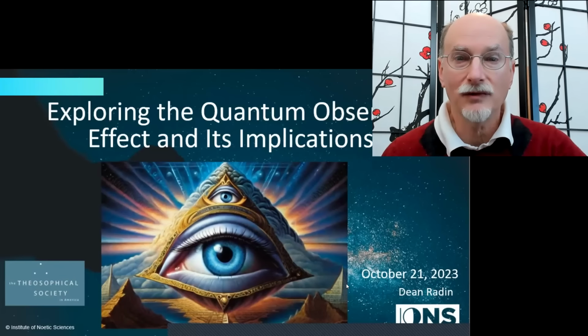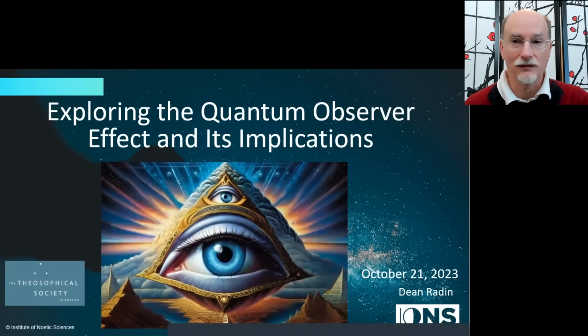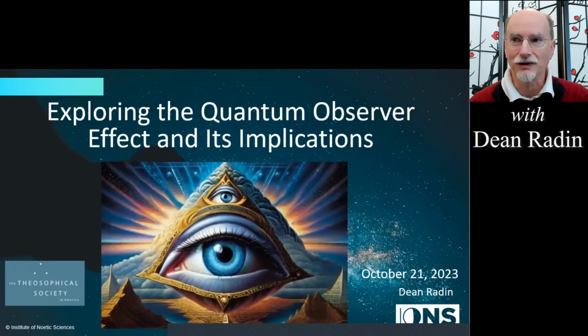So this is about the quantum observer effect and its implications. This picture, by the way, I made using the AI drawing program called Leonardo.ai, which is astonishingly good. It doesn't always give me the image that I wanted, but actually this one turned out to be pretty nice too. So let's assume that's the quantum observer.